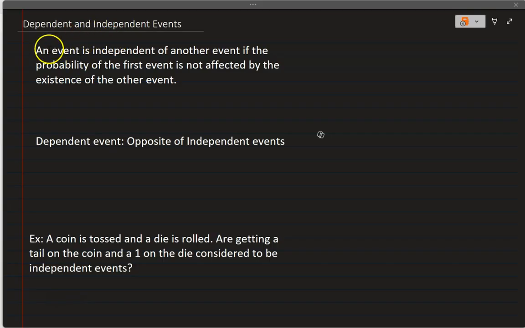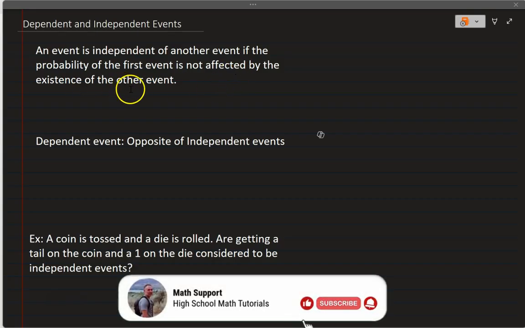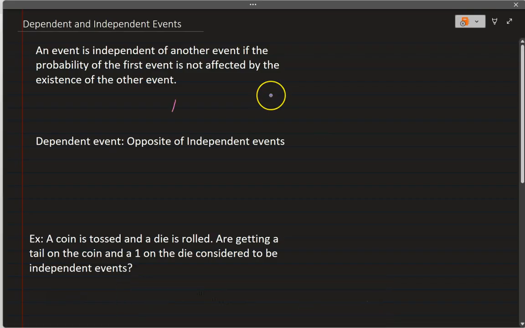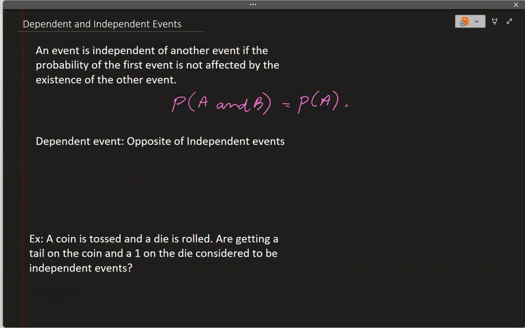Let's talk about that. An event is independent of another event if the probability of the first event is not affected by the existence of the other event. It doesn't matter if the other event happens or doesn't. That's called independent, okay? And whenever you have a setup like that, you can write the probability of A and B, when they're independent, as the first probability multiplied by the probability of the second event happening.